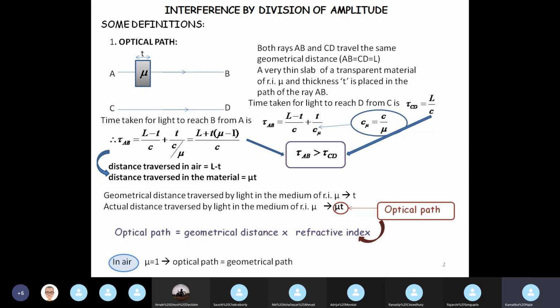So I hope you have got what I am trying to say. It's nothing to just learn up. You have to understand that the presence of the material of refractive index mu delays light, and that delay is reflected in the value of the distance traveled by light within that material, and therefore, to distinguish it from the geometrical distance, we call it optical path.